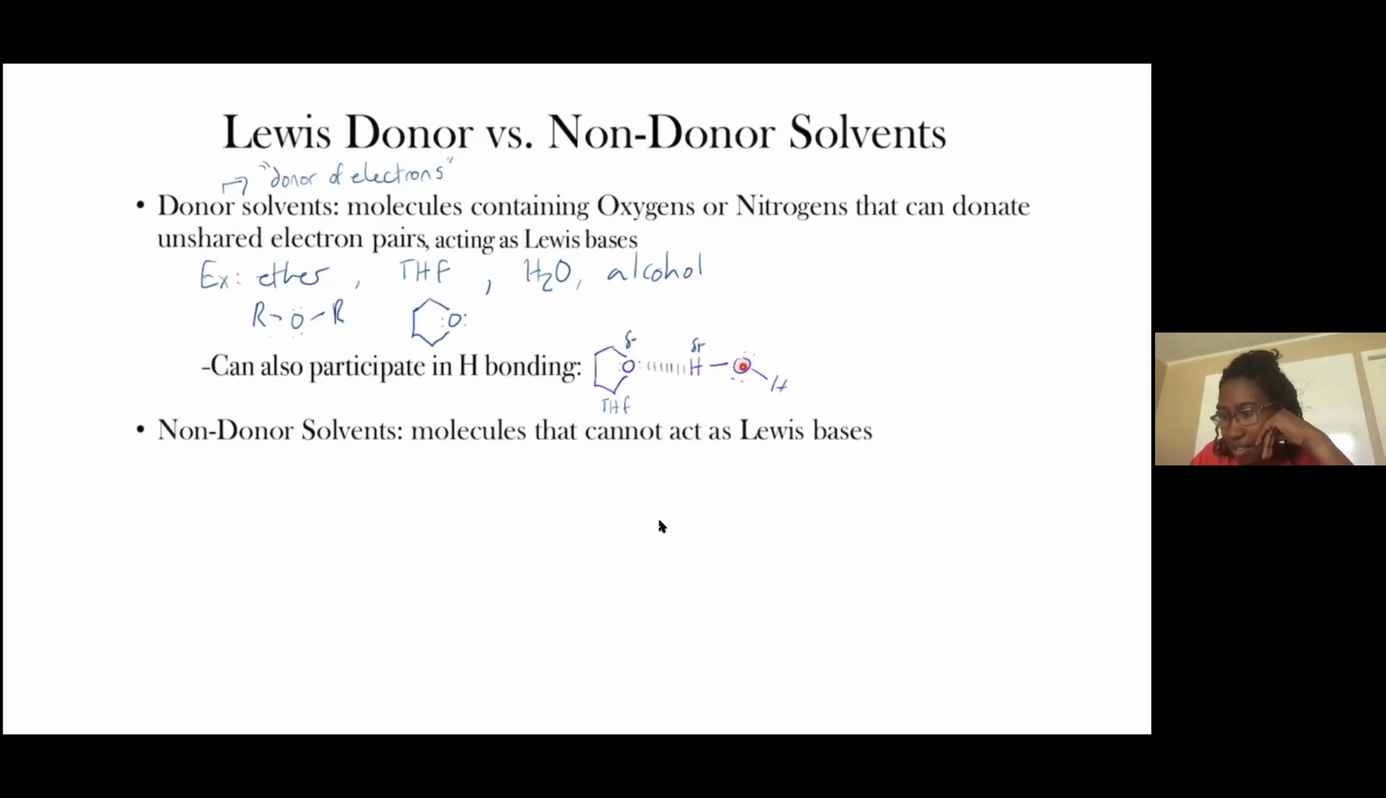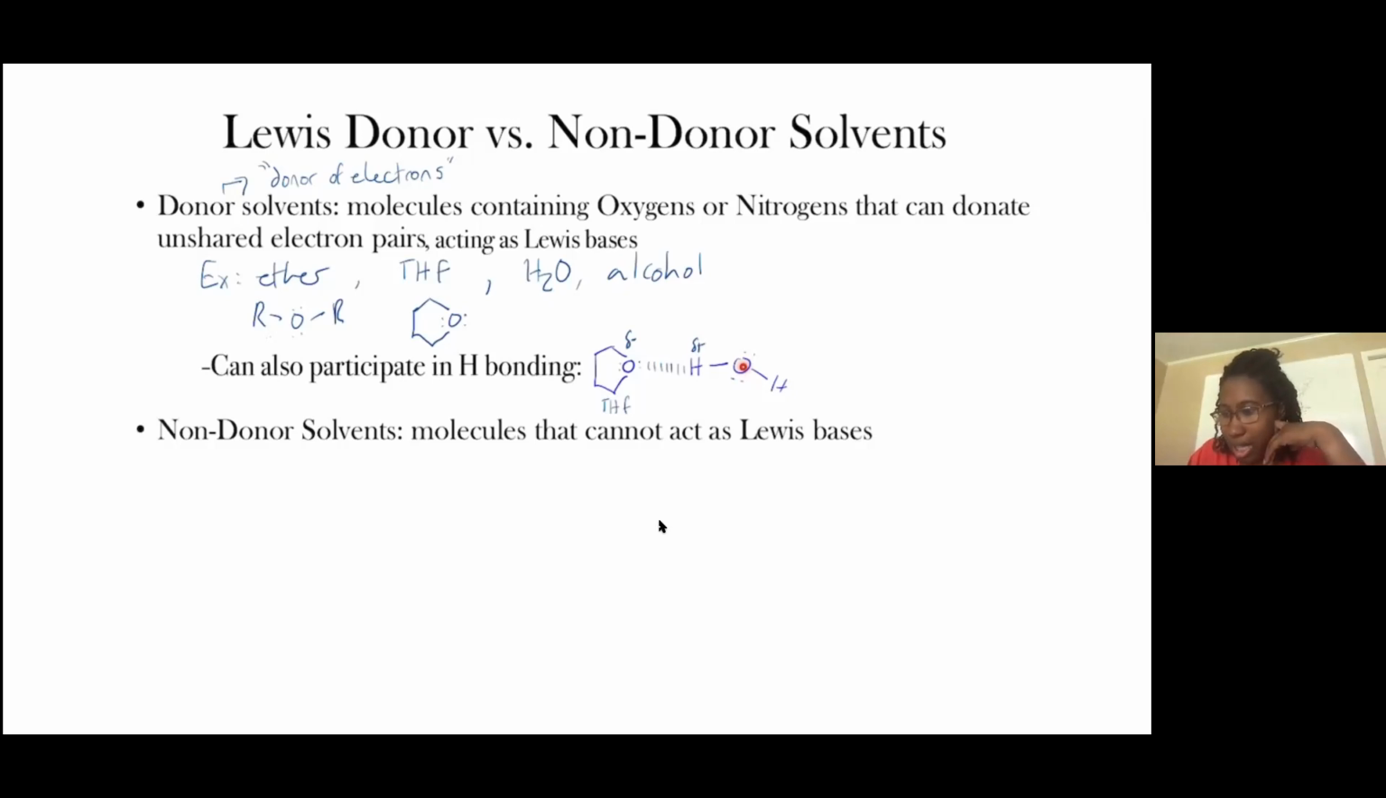Because THF doesn't have a hydrogen connected to an electronegative atom, it's not going to be able to hydrogen bond with itself. However, molecules like water and alcohol that do have both that oxygen with the unshared electron pairs and a hydrogen connected to an electronegative atom are going to be able to hydrogen bond with themselves. So that's just something to keep in mind. But THF can only hydrogen bond with another type of molecule.